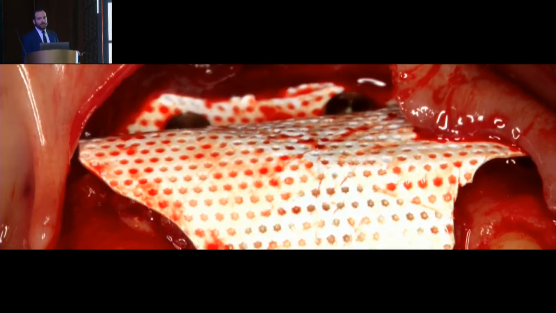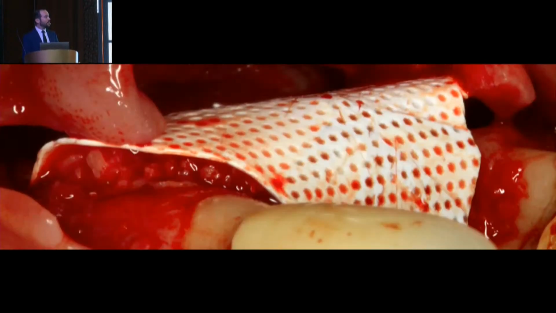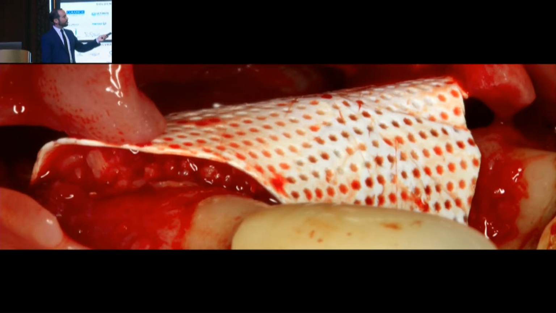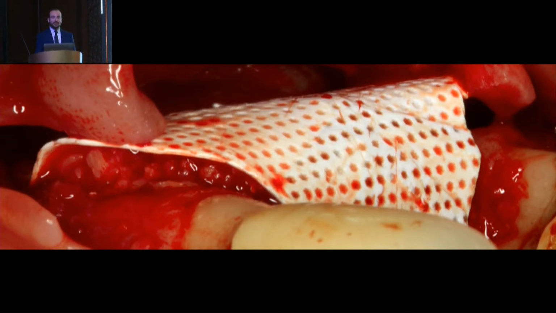We trim the membrane to make sure that it's not in contact with the dental structure, that it's not in contact with the tooth, that it's not in contact with the root. And here we can see the intimate contact between the membrane, native bone of the patient, and that particulate material that is nicely embedded within the membrane and the native bone.